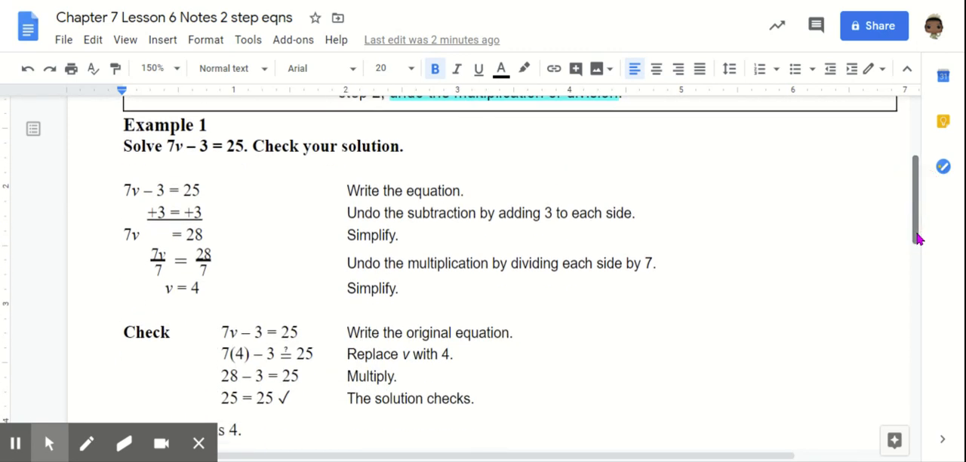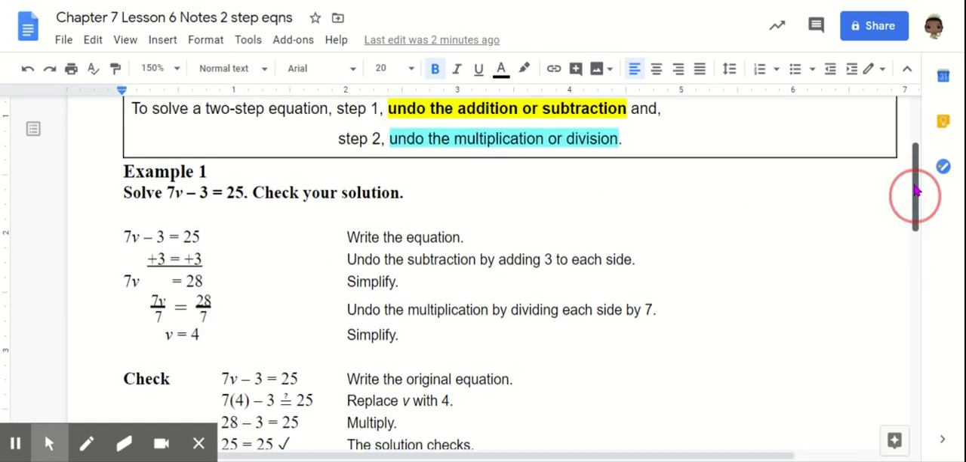So example 1 has 7v minus 3 equals 25. And they tell you to check your solution after you solve it. So first, when we look at the equation, we write it out. The first step says we're going to undo the addition or subtraction. So when we look at this, we're subtracting. And in order to undo the subtraction, we're going to add 3 to both sides. So we add 3 to the left side and add 3 to the right side of the equal sign.